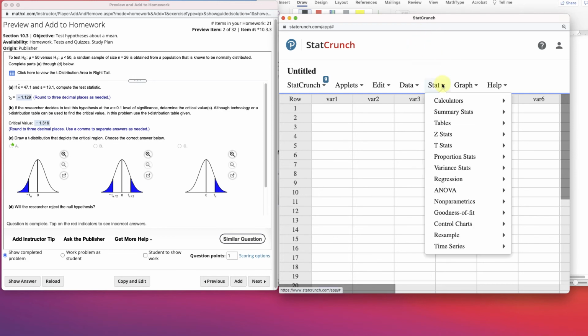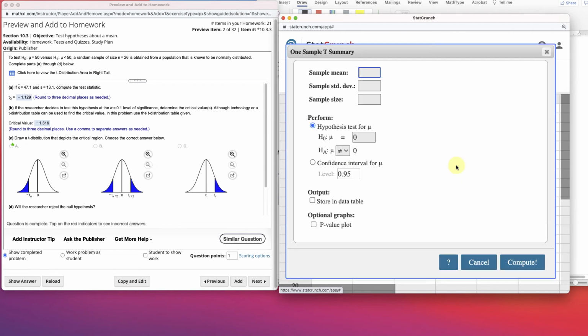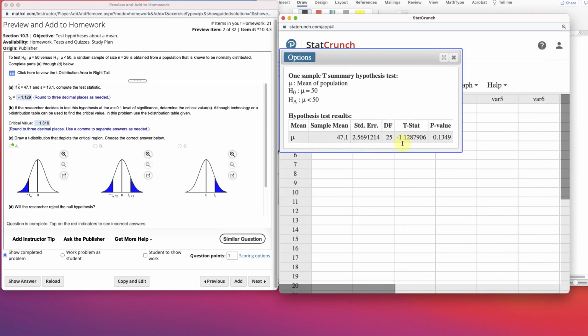So let's go in here. Now that we know all that, we're going to do a t-stats with one sample with summary. Fill in our values. Our sample mean is given right in A, 47.1. Sample standard deviation, 13.1. And the sample size was given as 26. The null is mu equal to 50, and then a one-tailed test saying less than 50. Compute gives us our t-stat, negative 1.129. Now we need that critical value to make some determinations.